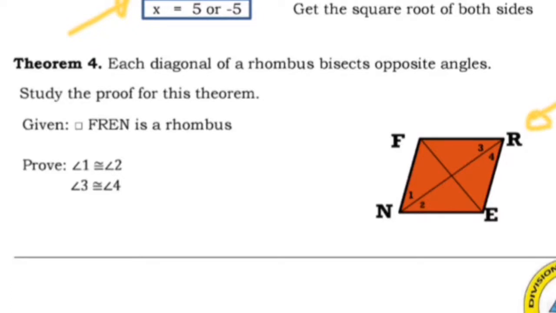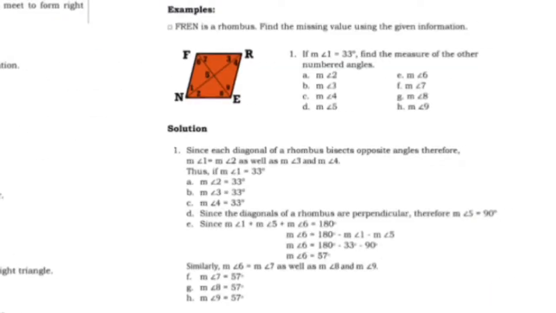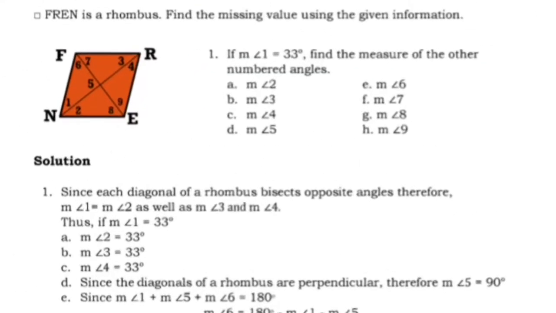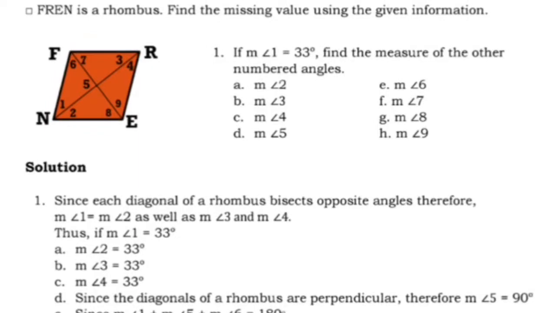And it will follow that this diagonal bisects angle N and angle R. So we can have angle 1 is congruent to angle 2, and angle 3 is congruent to angle 4. Let's go directly to the example. FREN is a rhombus. Find the missing value using the given information.